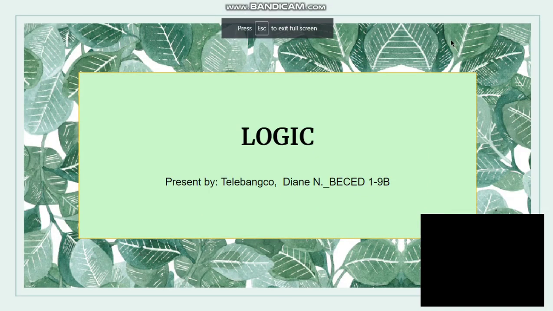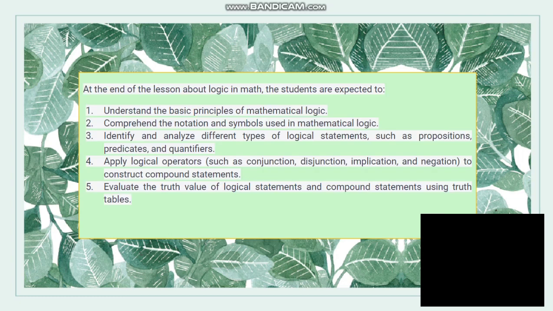Good day, everyone. My name is Dilibangko Dayan, and the topic I'm going to tackle today is all about logic. The lesson we're going to tackle today is about logic in math.